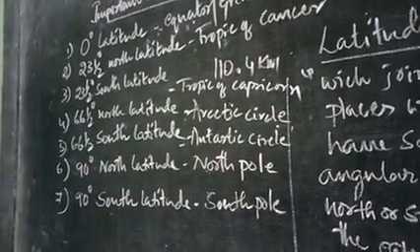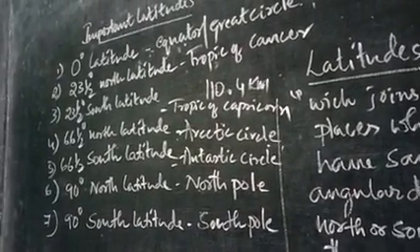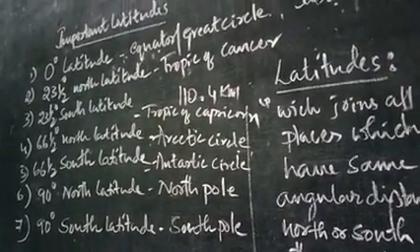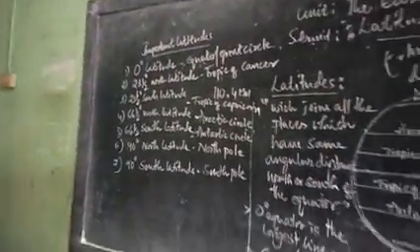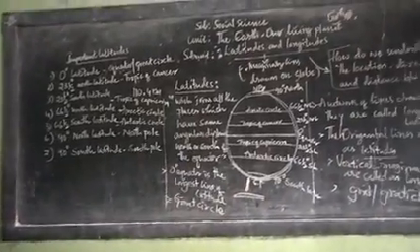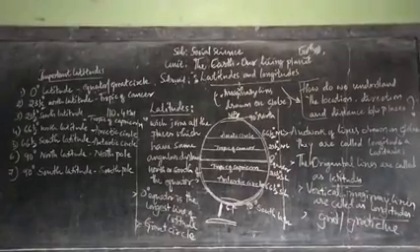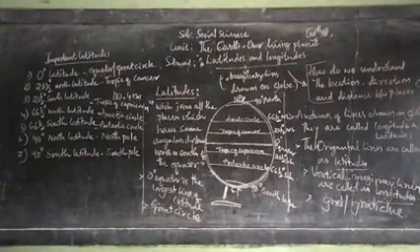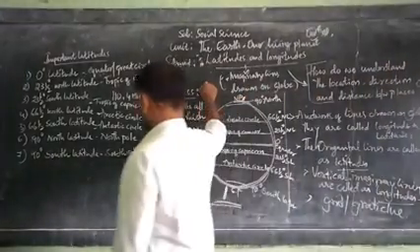Dear students, the ground distance of each degree of latitude is 110.4 kilometers. That was the distance between latitudes on the ground. These are several aspects of latitudes and longitudes. Please write down all the points in your notes.